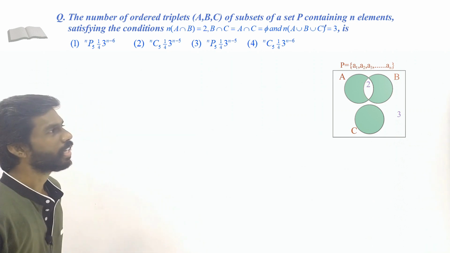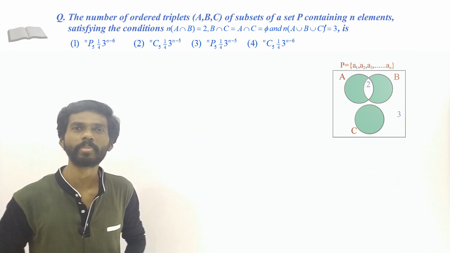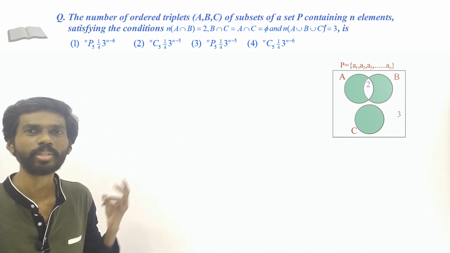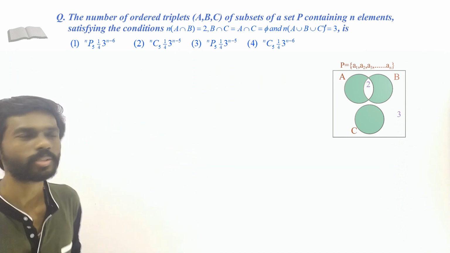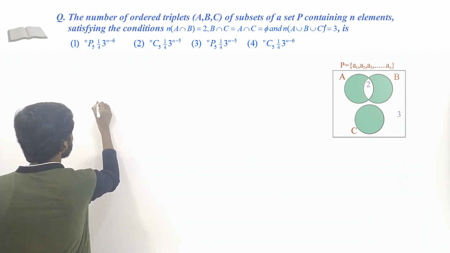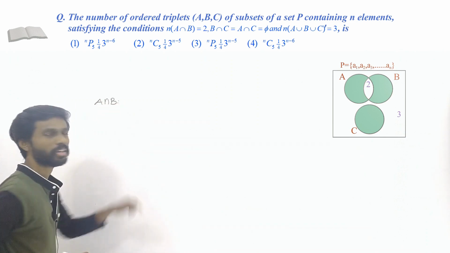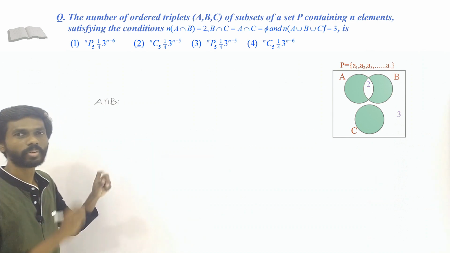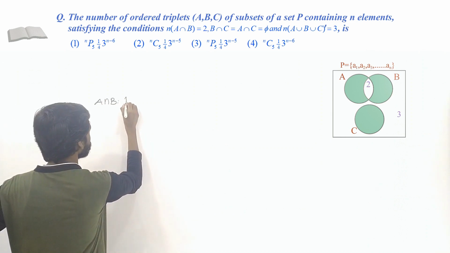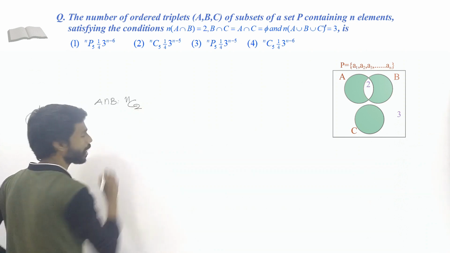So here the intersection of A and B have 2 elements in common. So which 2 elements? Any 2 among the n elements of the set. So let us first select 2 elements from the total elements. So A intersection B have 2 elements. Alright, so let us select these 2 elements from the total n elements. So nC2 ways this can be done. So we have selected 2 elements.